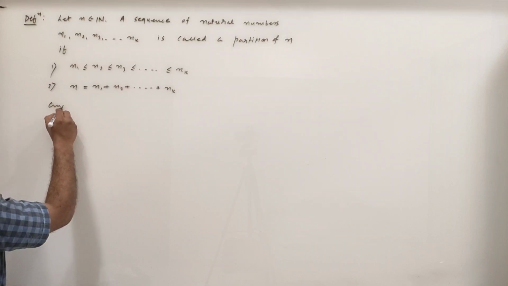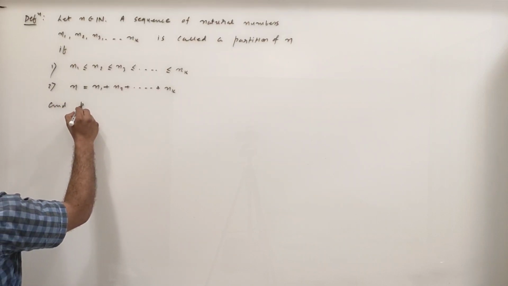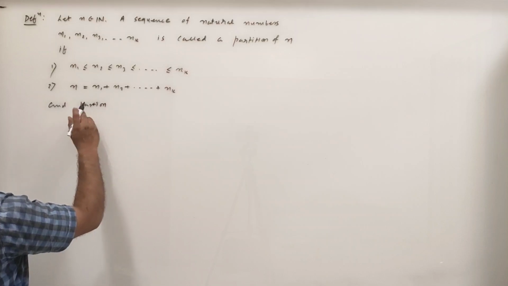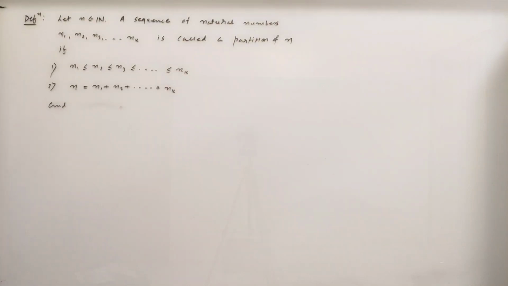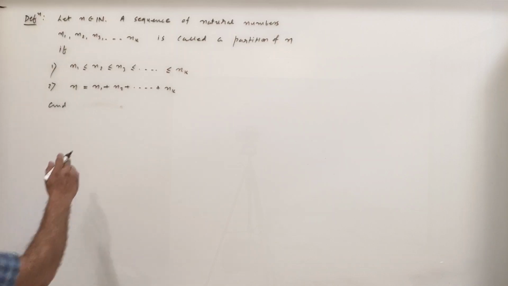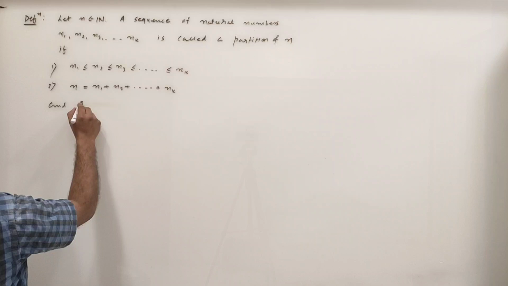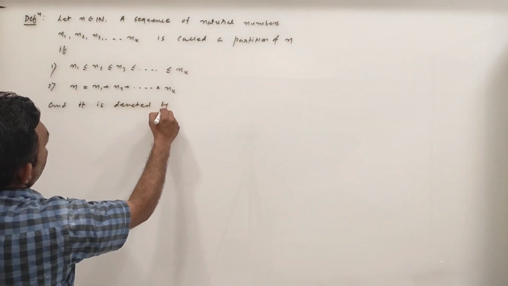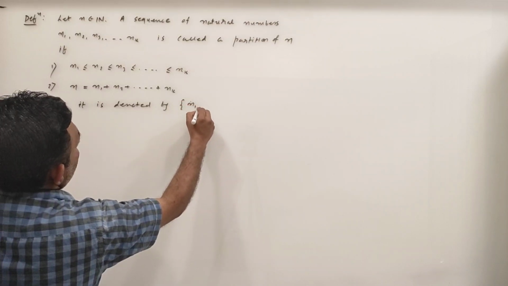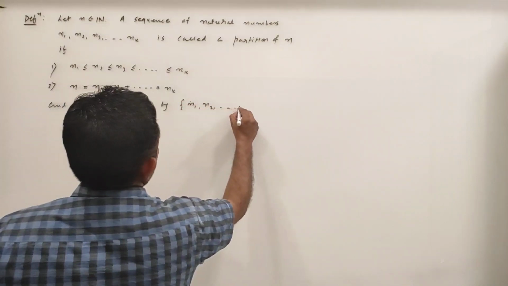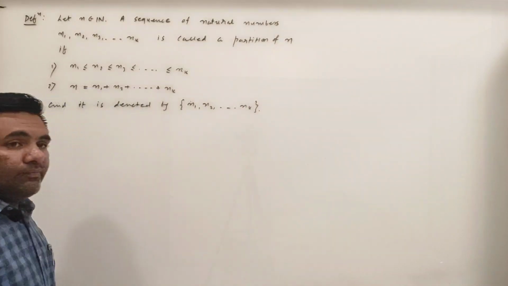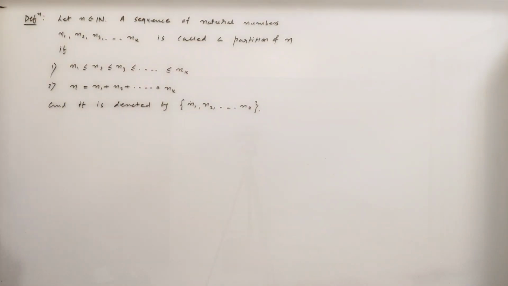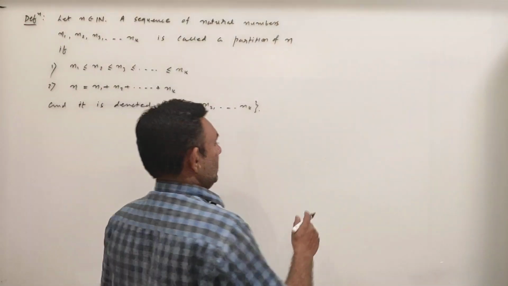And this partition is denoted by n1, n2 up to nk. So if you are given n, let me give one example.